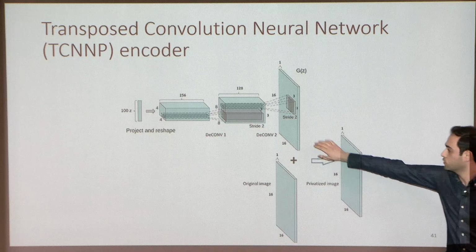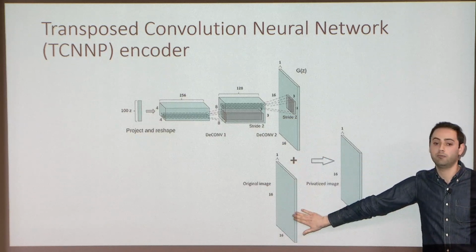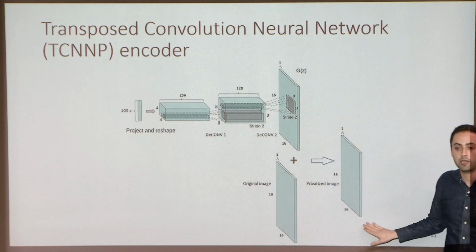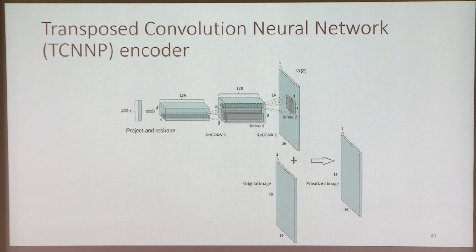And then I'm going to take this noise image and add it to my data. And that's how I get the privatized version of my data. So these are 2 different architectures. You can construct many other architectures. These are just 2 simple ones we played with.